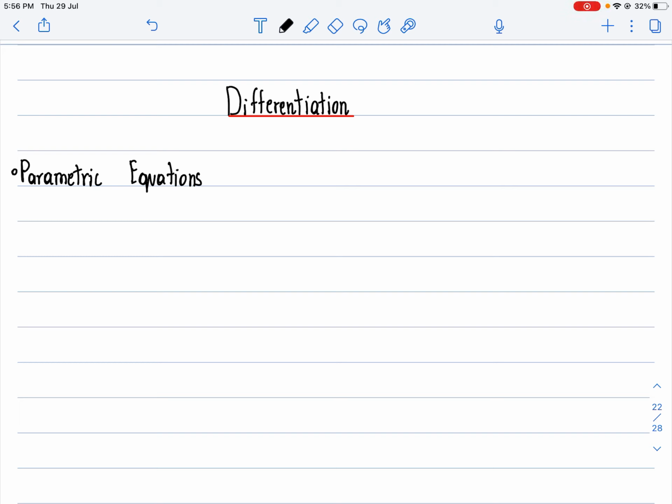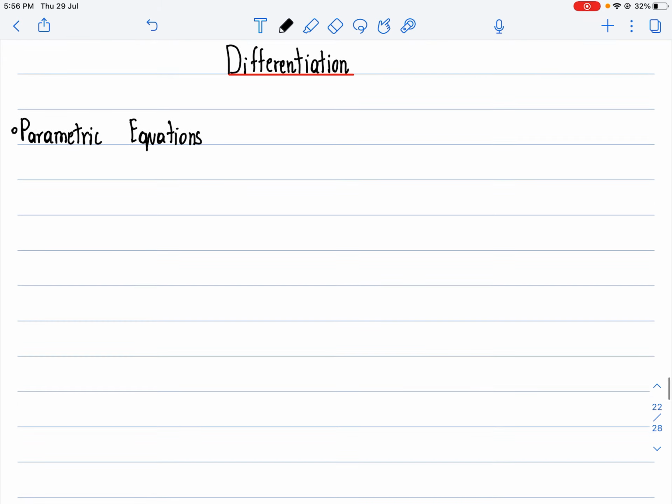Today we'll be doing the concept of parametric equations, which is a subtopic in the chapter of differentiation. This concept is really simple. We'll be doing this via an example. In parametric equations, they properly specify that these are parametric equations, so you don't need to identify them. It's really simple to identify.